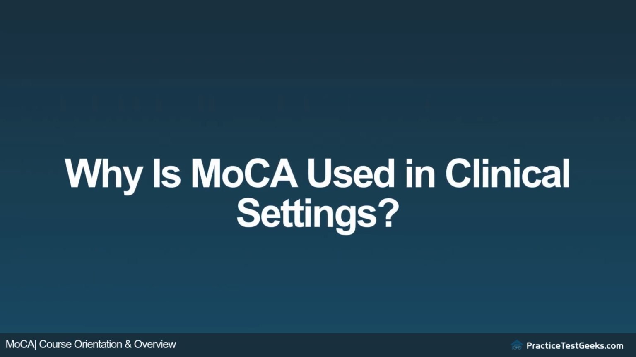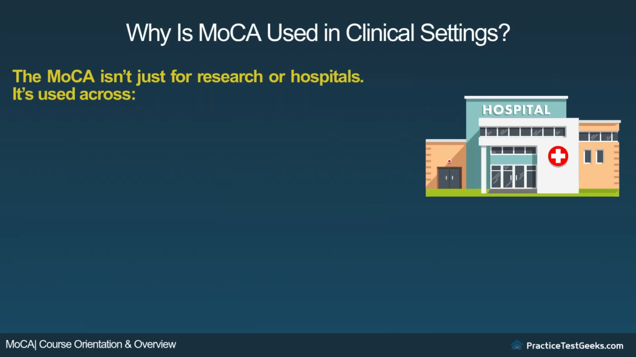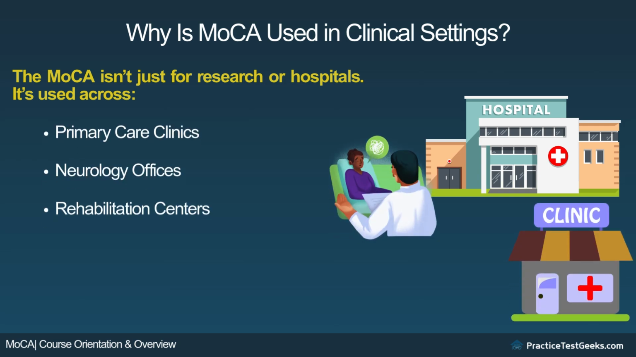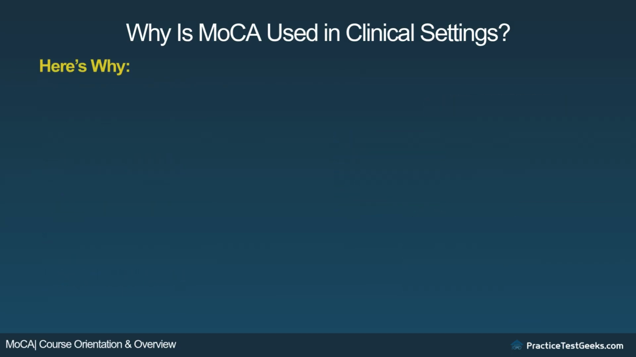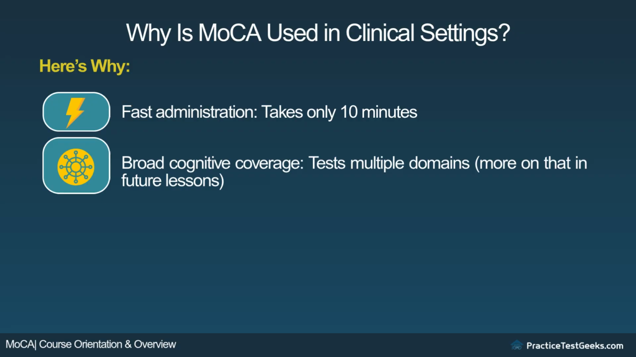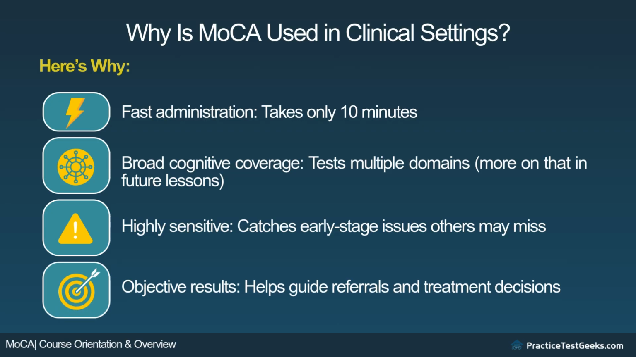Why is MoCA used in clinical settings? The MoCA isn't just for research or hospitals. It's used across primary care clinics, neurology offices, rehabilitation centers, mental health facilities, and even in telehealth settings. Here's why. Fast administration: it takes only 10 minutes. Broad cognitive coverage: it tests multiple domains, more on that in future lessons. Highly sensitive: it catches early-stage issues others may miss. Objective results: it helps guide referrals and treatment decisions.